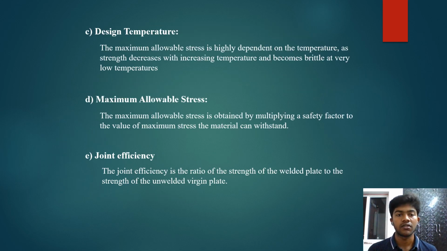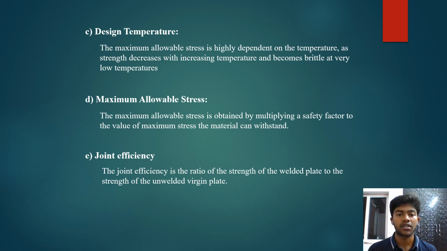So the next factor is the design temperature. The maximum allowable stress is highly dependent on the temperature. As the strength decreases with increasing temperature, the material also becomes less brittle at very low temperatures. So the temperature and pressure are related at some point. The range of temperatures under which the pressure vessels can be designed also matters.